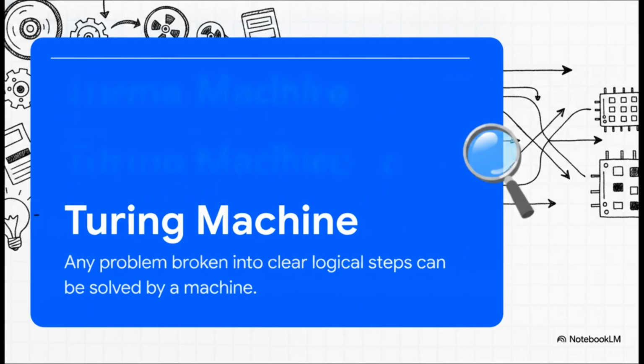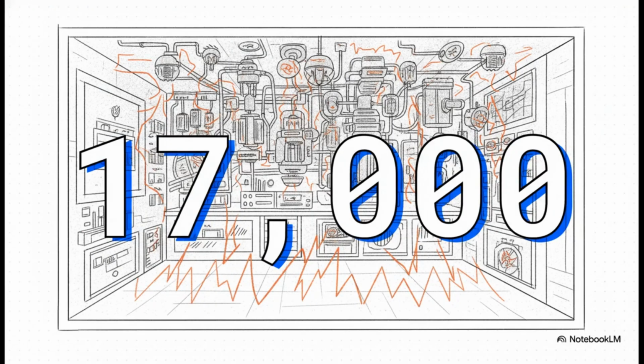With his Turing machine concept, he proved a computer is really just an engine for pure logic. Basically, any problem in the world, if you break it into clear, logical steps, can be solved by a machine. Well, to make Turing's logic a reality, engineers in the United States completed the ENIAC computer in 1945. 17,000. That is the number of fragile, boiling hot vacuum tubes it required just to operate this single machine.